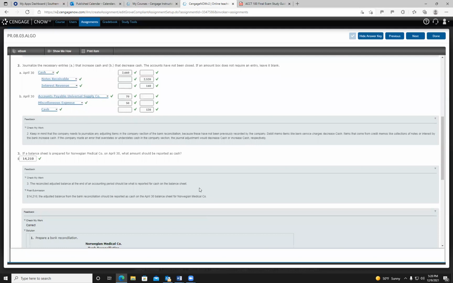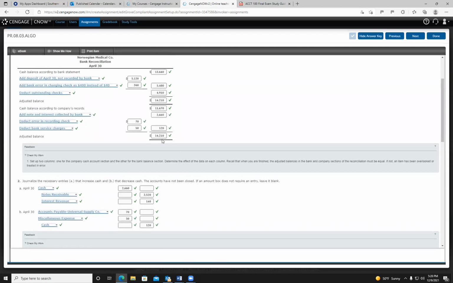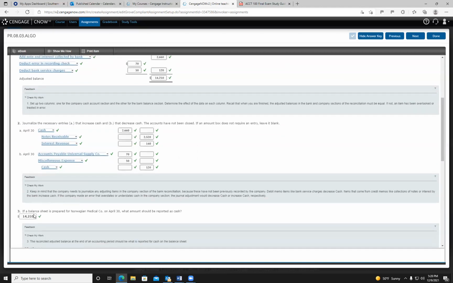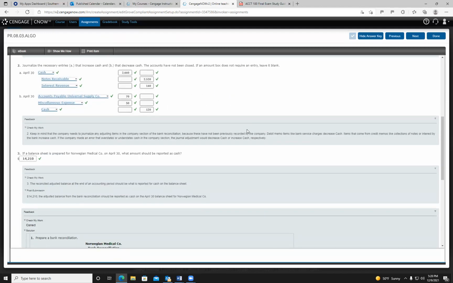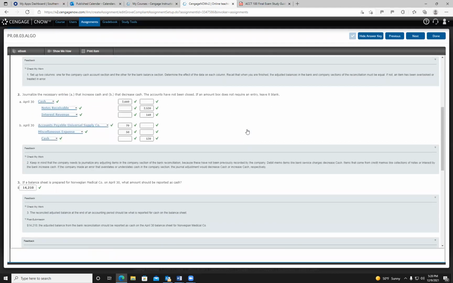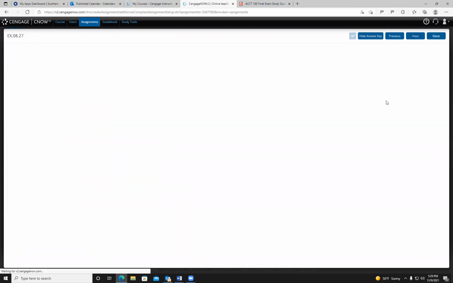The last thing it asks us is if a balance sheet is prepared for Norwegian Medical Company on April 30th, what amount should be reported as cash? Well, that would be your adjusted balance, 14,210. So that's your answer for number 3. That is it for this problem, so let's move on to the next.